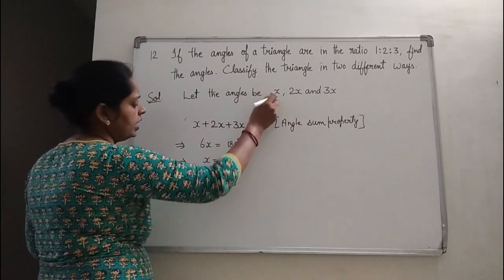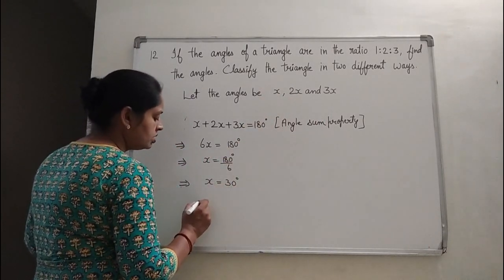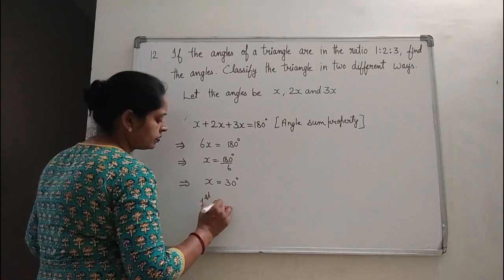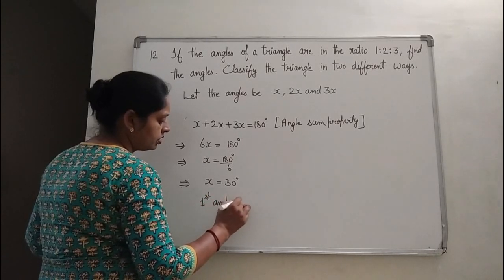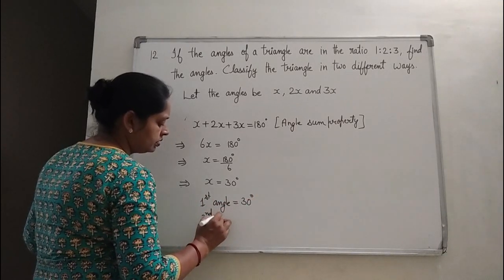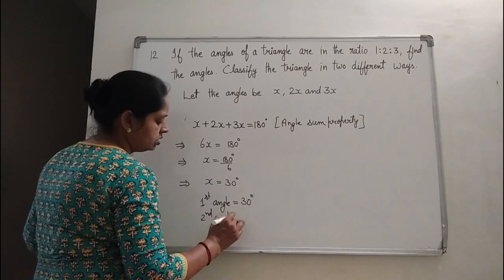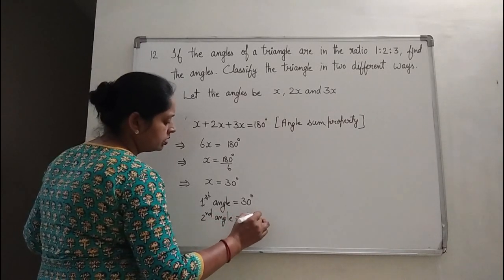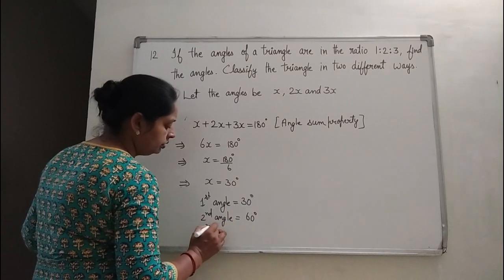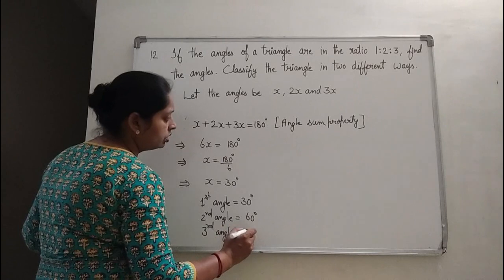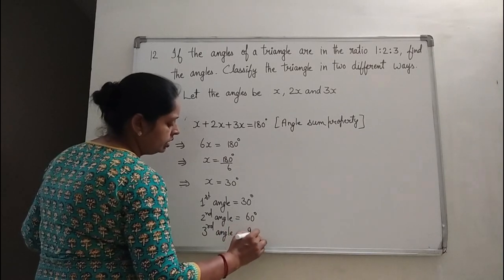So first angle x is 30 degree. Then what is the measurement of other second angle? First angle is 30 degree. Second angle is 2x, so 2 into 30 will give you 60 degree. And third angle is equal to 3 into 30, that is 90 degree.